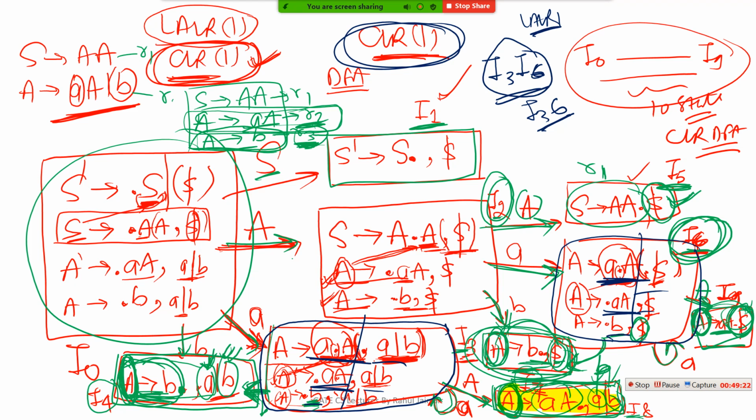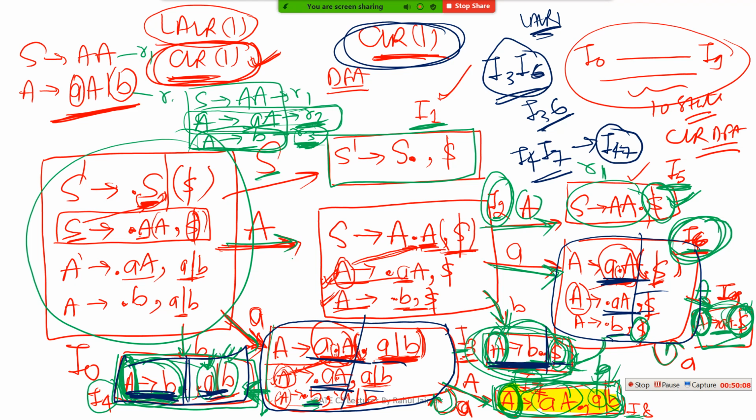Further, focus on I4 and I7. This is my I4 state, A → b dot, and I7, A → b dot. LR0 items are the same, only lookaheads are different. That is why I will combine I4 and I7 in the LALR1 parsing table. In the LALR1 parsing table, I will merge them as I47.